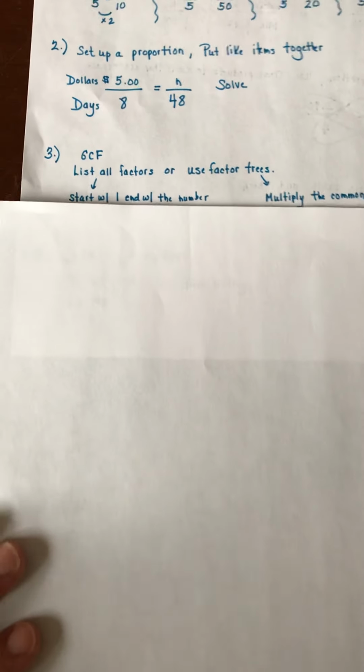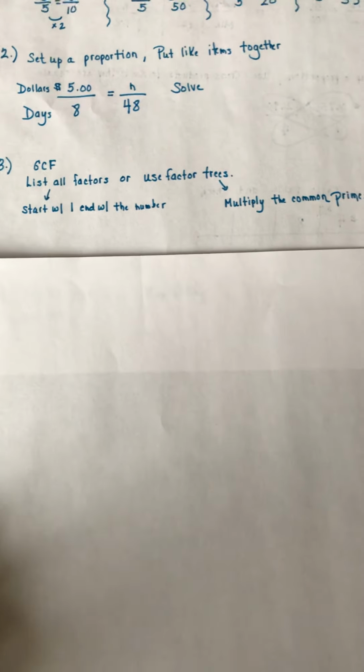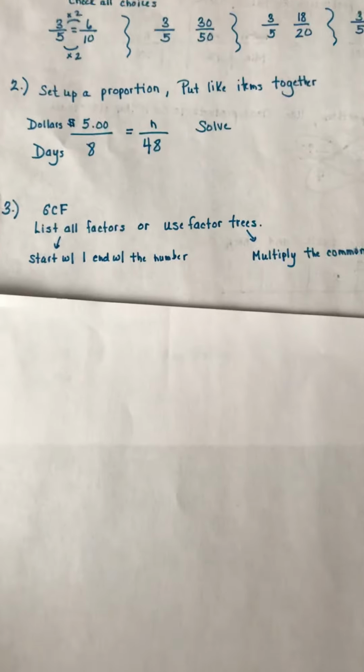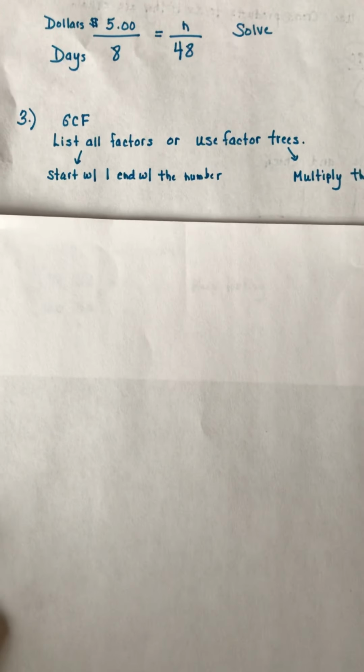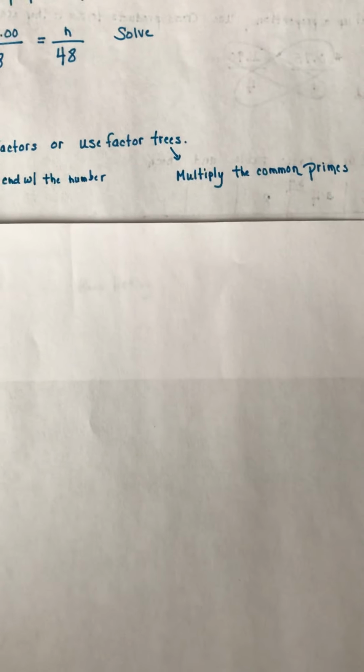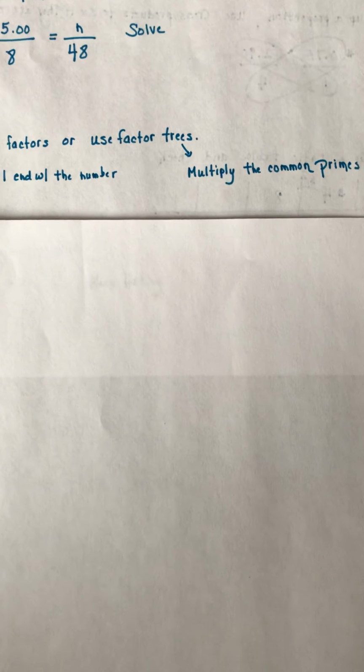Number 3, you're going to find the GCF of both numbers. You can either list all the factors, or you can use factor trees. We've learned both of them this year.